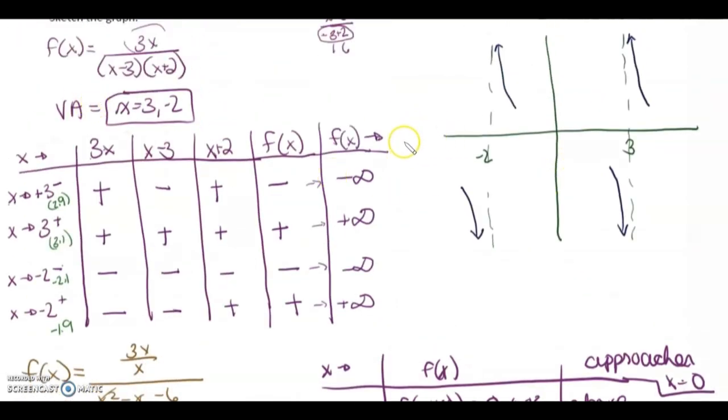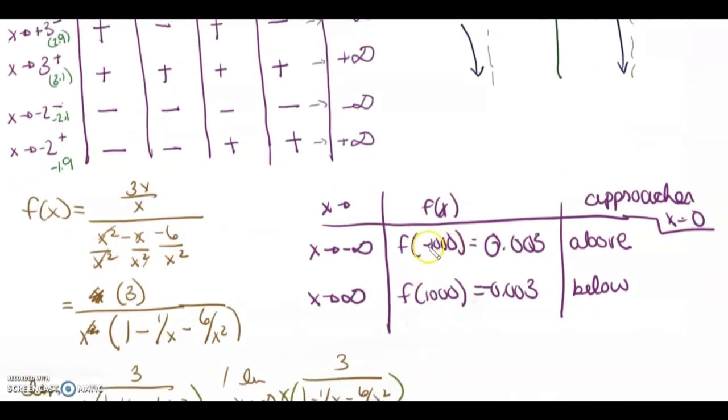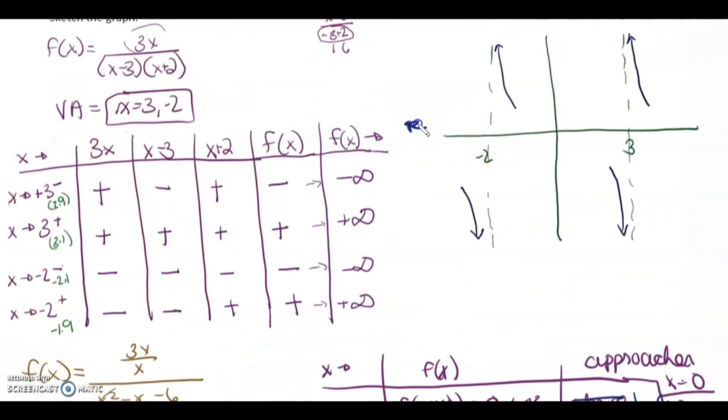So come back up here to the graph. As x approaches negative infinity, we're approaching from above. And as x approaches positive infinity, sorry, this is negative, this is positive. So this is below and this is above. So delete this. And this is going to be below as we approach negative infinity. And this is going to approach above as we approach infinity.